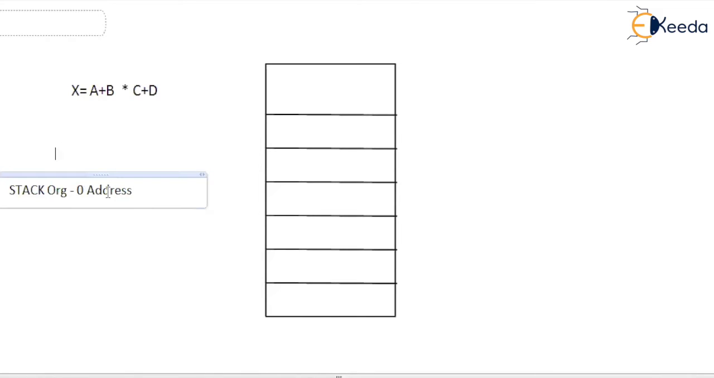Now, this stack is considered to be zero address. Why? Because in main memory, everything can be accessed. But in the stack, can you access everything? No, you cannot access everything. This is 0, 1, 2, and so on. These are the locations in the stack.